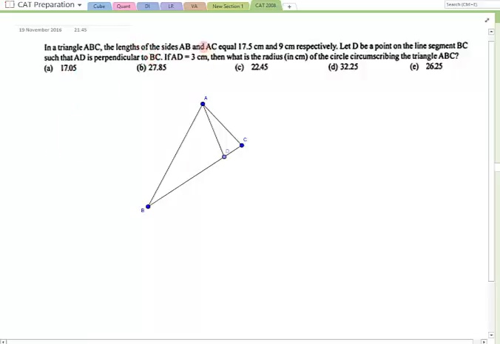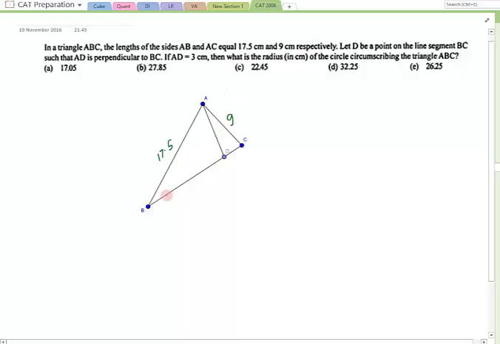In this question, what is provided is that the length of side AB and AC of a triangle are 17.5 and 9 centimeters. So I've already drawn the diagram. The diagram was not part of the question, so you had to draw the diagram post reading it, but it's not very difficult to draw. So 17.5 and 9 centimeter.